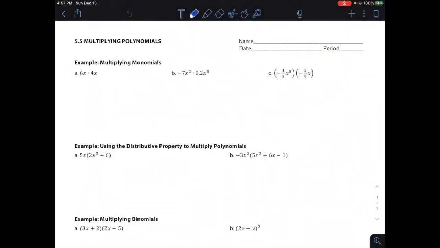All right, here we go. Another lesson on multiplying polynomials this time. So last time we added and subtracted polynomials. This time we are going to be multiplying polynomials.